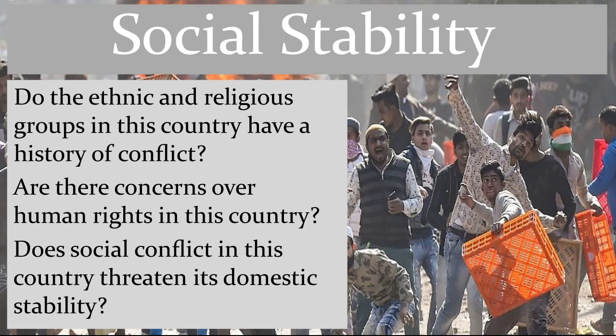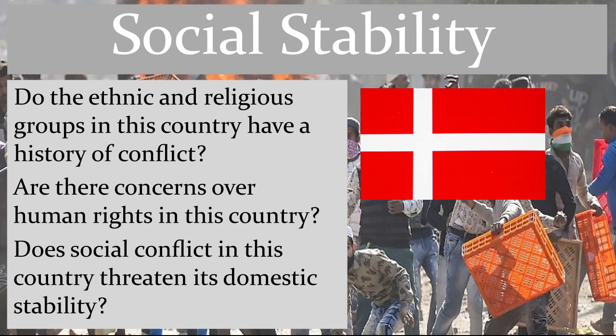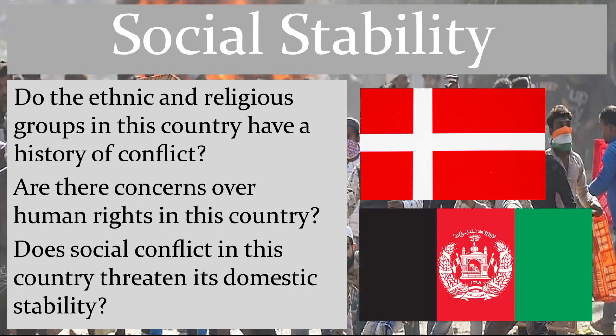These are the questions for social stability. An example of an A-tier nation in this category is Denmark, as they do not have any potential separatist regions and are easily able to assimilate immigrants into their culture due to being a Western democracy. An example of an F-tier nation in this category is Afghanistan, for obvious reasons.